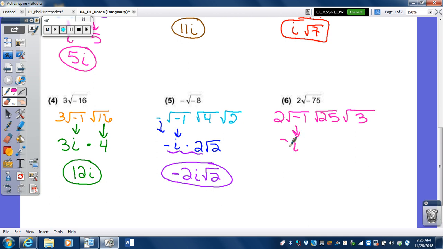So again, square root of -1 turns into I. So I got a 2i to begin with there. Square root of 25, 5. And then I got my radical 3. So 2 times the 5 gives me 10i radical 3.